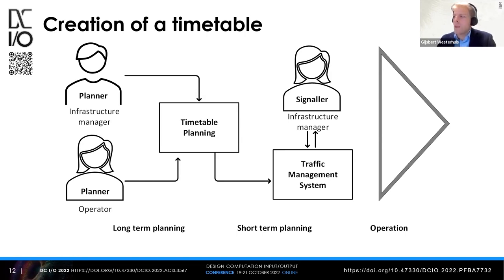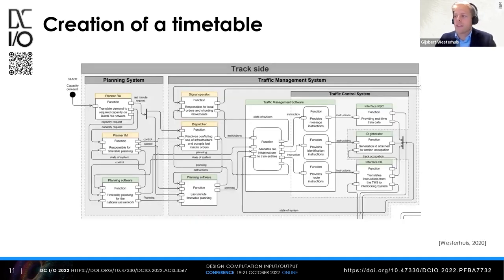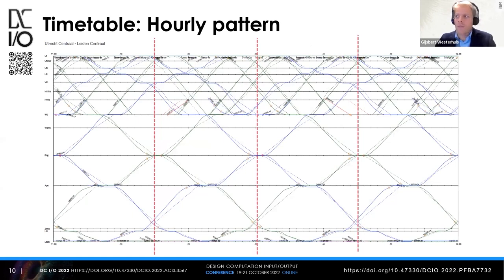And after this long-term planning, which is years beforehand, it goes to traffic management, which is more short-term planning. Short-term in this case can be months beforehand. And then in operation. So for long-term planning, most timetables, as I just showed, like this one, are designed years beforehand and must be ready, I think, half a year before operation. So the design should be ready.